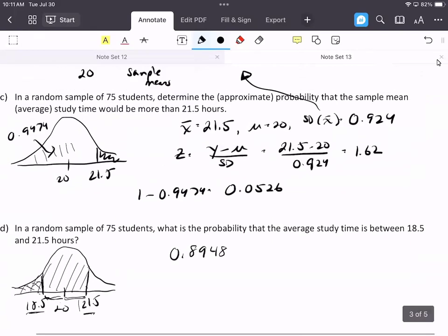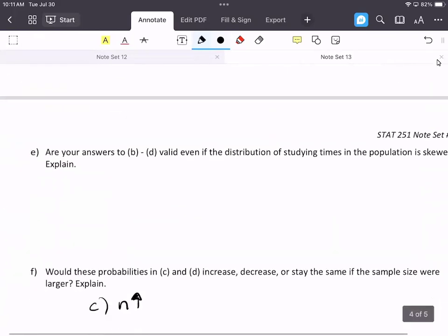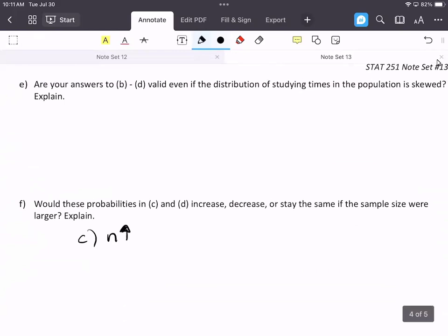So this is for part C. My variability goes down. So what's going to happen to my tail here? Standard deviation gets smaller. My tails are going to get smaller. Okay. So do I expect that probability to increase or decrease? And I expect it to decrease.